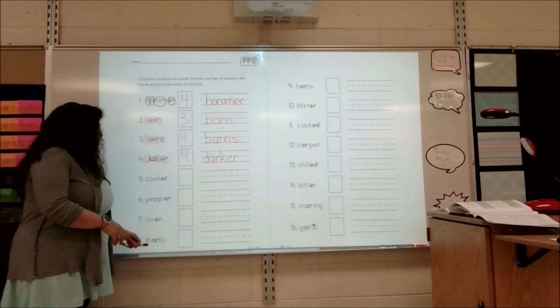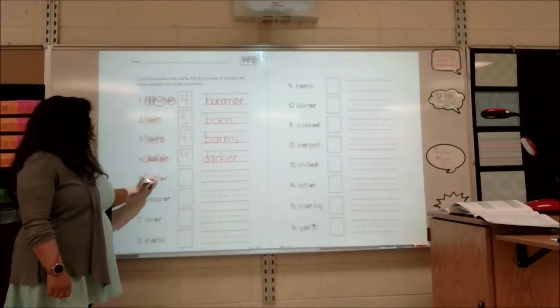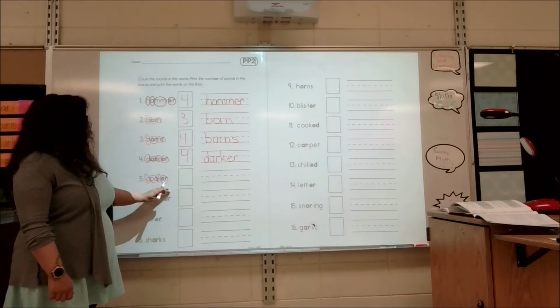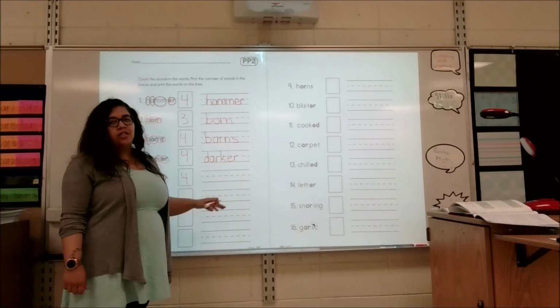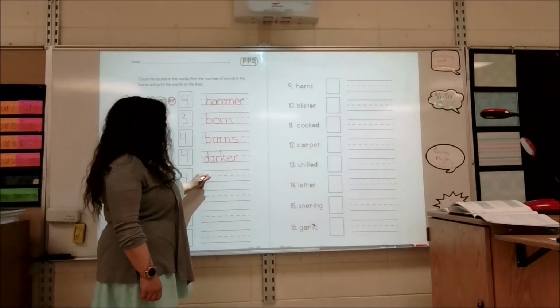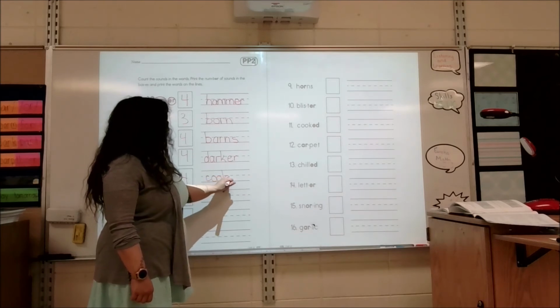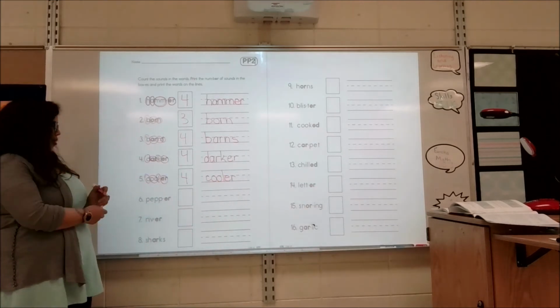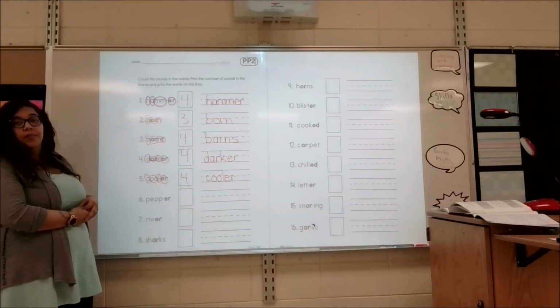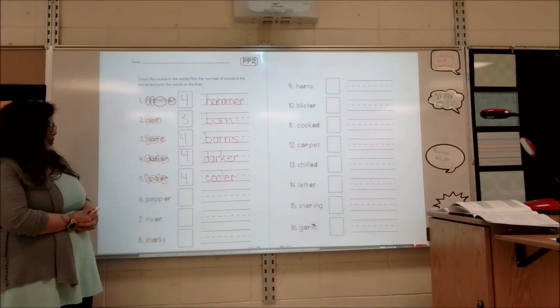Great work. So, ooh, cooler has 4 sounds. Tell me the letter names to spell the word cooler. C-O-O-L-E-R. Cooler. The word is cooler. Great work. The next word, what's this next word here? Okay, great. It's another 2-syllable word. What's the word?